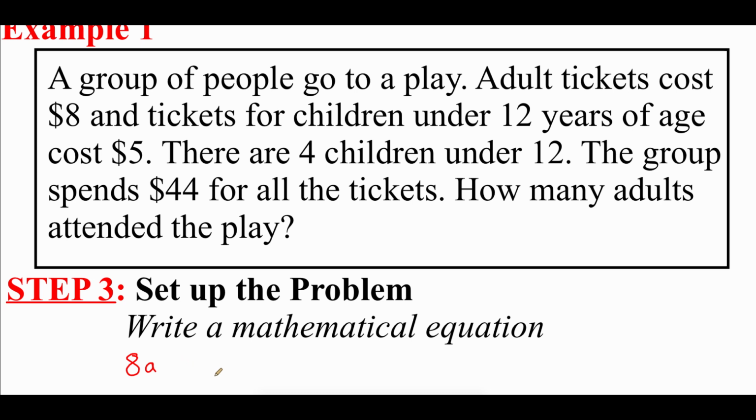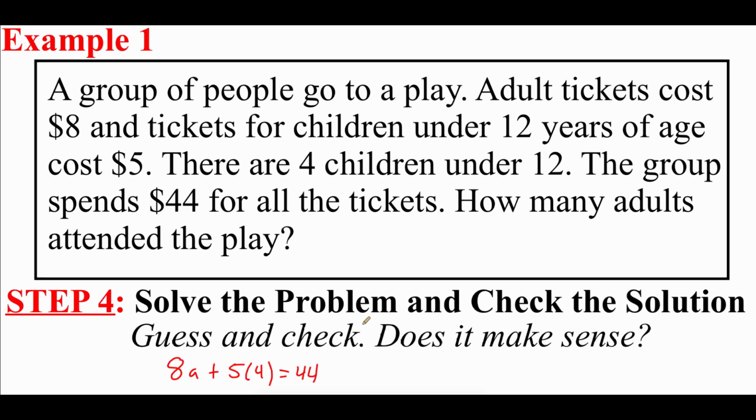Now we also know that children's tickets cost $5. So we've got $5 in there, and we know that there were 4 children. So I'm going to multiply the 5 by 4. Now the total cost was $44. When we total things, that means that we're adding these up and it's equaling that $44 amount. So this is the equation that we're going to use to try to figure out how many adults attended.